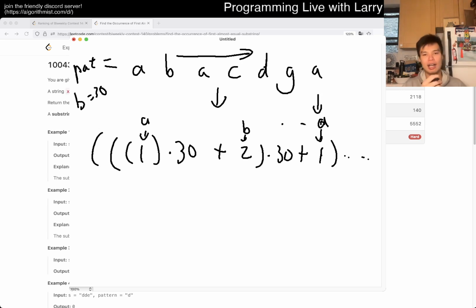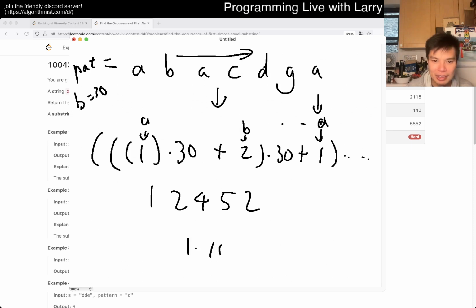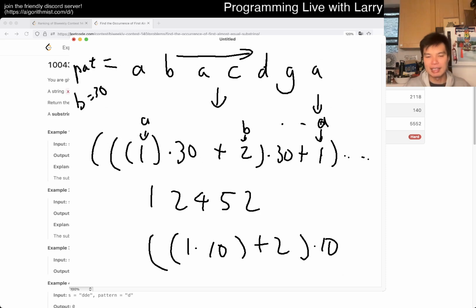Another way to think about it is that if you have just a regular decimal number, like 1, 2, 4, 5, I'm just writing numbers, you can think about this as 1 times 10 plus 2 times 10, and so on. So you have to construct this one at a time from left to right. So this is basically Rabin-Karp in a nutshell.